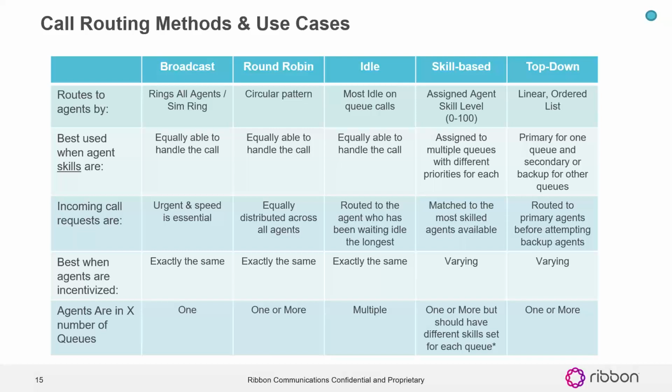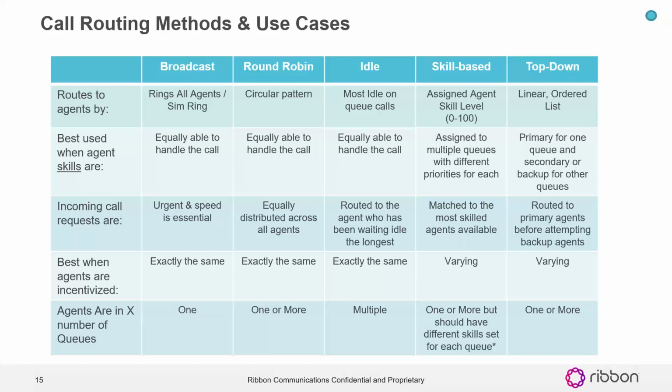When you incentivize agents differently, and incentivize meaning pay them, maybe you give them kudos or other types of things, or they become employee of the month or whatever. If you're incentivizing them the exact same way, then the first three are probably the best bet. But if you have varying incentives, then skill-based, because you're trying to get them to be more skilled and grow them into that position maybe, or top-down, that might be a better way for you too.